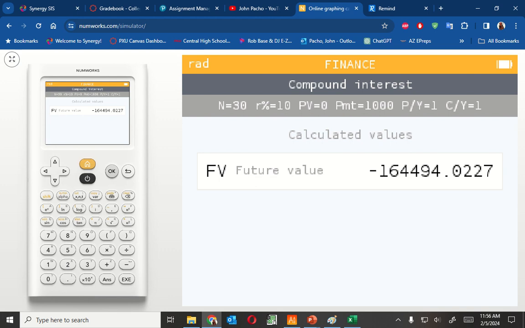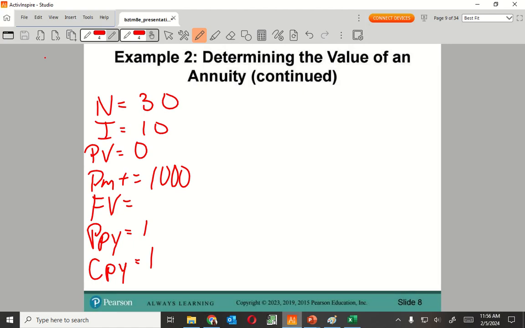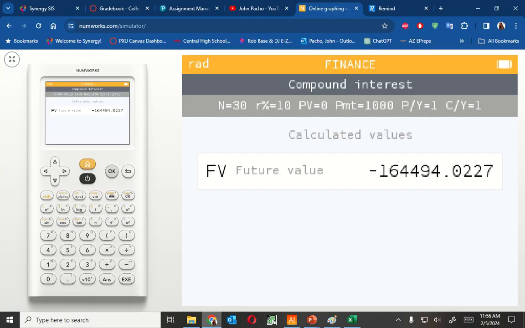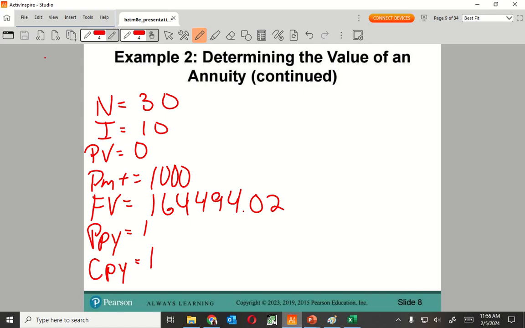All right, 164,494.03. Is it 03 or 02? It's 02, sorry. There you go. So that's my future value, $164,494 and 2 cents.